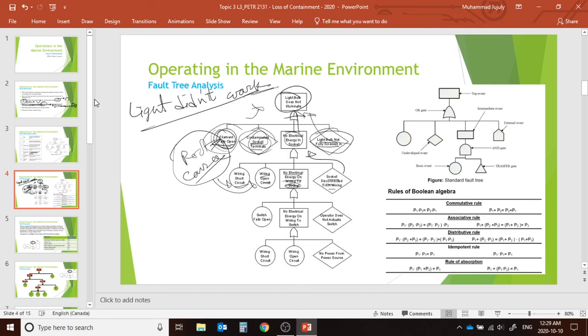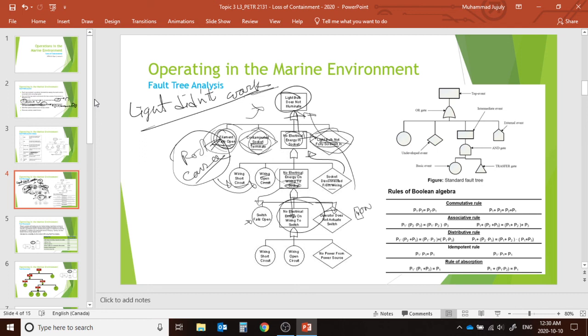Now if there is no electrical energy on the socket, what could be the probable reason? Probably the switch fails to open, or there is no electrical energy on the wiring to the switch, or the operator does not actuate the switch. If the switch fails to open, then you have to change the switch. If the operator does not actuate the switch, you just need to turn the switch on, and it will work. Now if there is no electrical energy on the wiring to the switch, there could be several other possibilities.